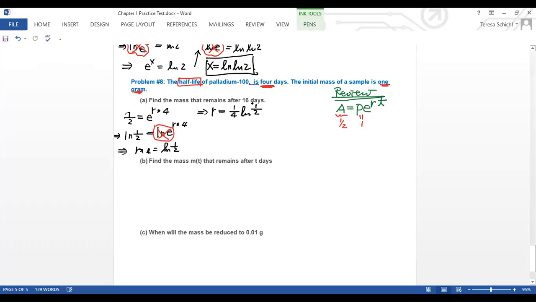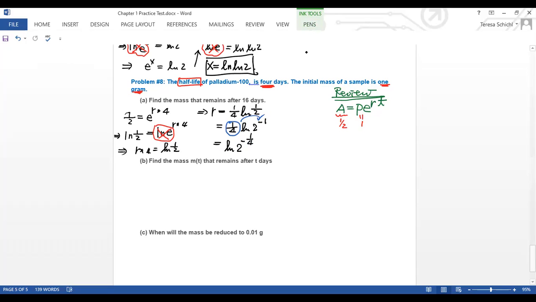Or if you want to write it a little differently, this is 1/4 times the natural log of 1/2. You can write 1/2 as 2 to the -1, right? Now you use the natural log property, move this exponent inside. So that's what you can do here. You can get the rate is 1/4 times the natural log of 2 to the -1.